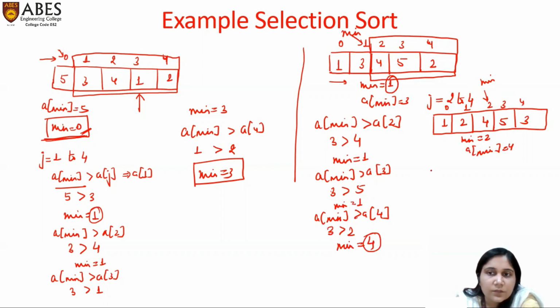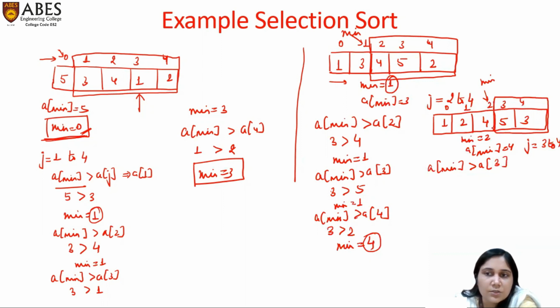Now if I check, now I will be searching in this part of an array, right? Whether there is any minimum element, then this particular element, right? So A of min is A of 2, which is greater than A of j, so the loop will be starting from j equals 3 to 4. So let's check for A of 3. So A of min is what? 4 is greater than A of 3. A of 3 is 5. Condition is false. So minimum will still remain the same, which is min equals 2.